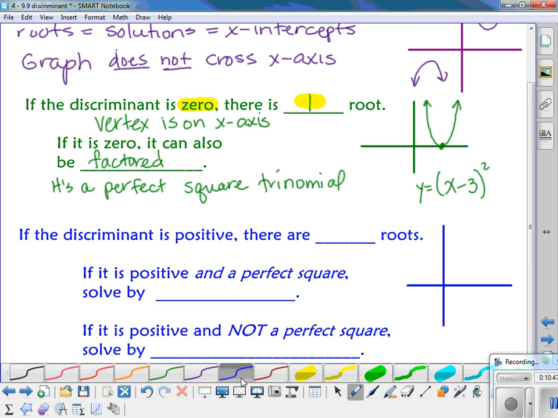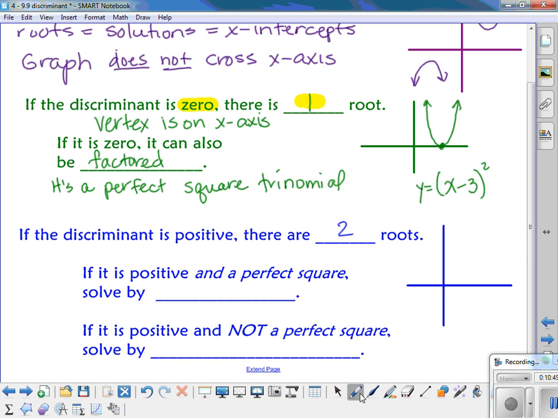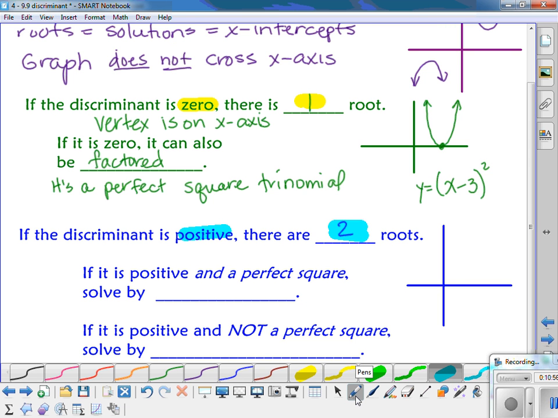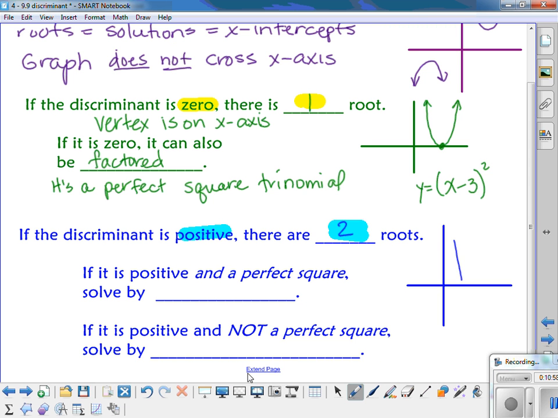So when the discriminant is positive, that means that there are two roots, which means it's crossing the x-axis 2 times. So the graph could look something like this. And you can see where it crosses the axis 2 times. If it's positive and it's a perfect square, that means you can solve by factoring. If it's positive and it's not a perfect square, then you're going to have to use completing the square.